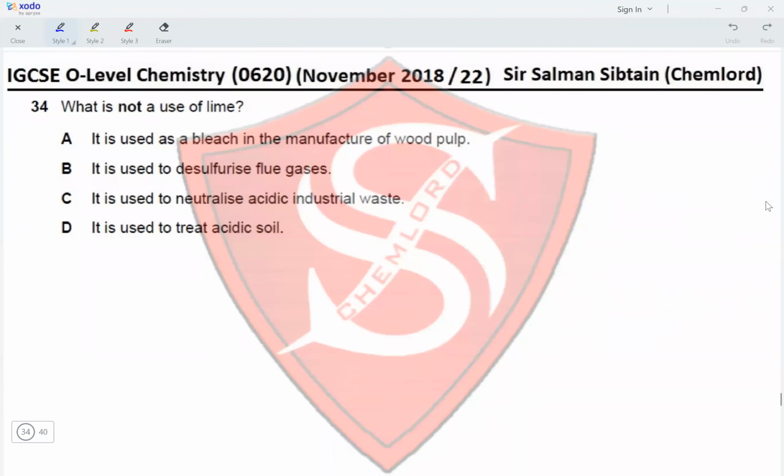Question 34. What is not a use of lime? Lime is calcium oxide, also known as quicklime. It is used as a bleach in the manufacture of wood pulp. That would be sulfur dioxide, not lime. It is used to desulfurize flue gases.